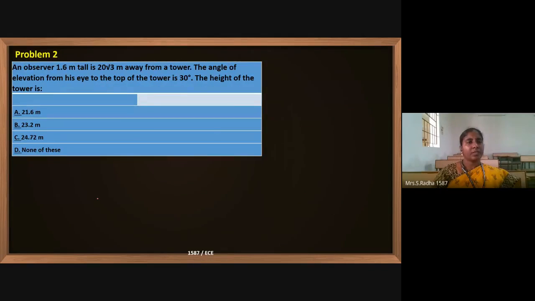An observer 1.6 meter tall is 20 root 3 meters away from a tower. Okay, this is the tower, and a man is standing here. He is 1.6 meters tall, and he is 20 root 3 meters away from the tower. This is the tower I am assuming.